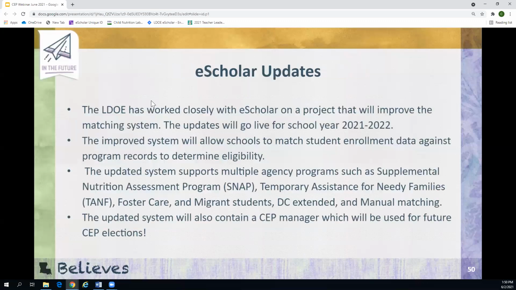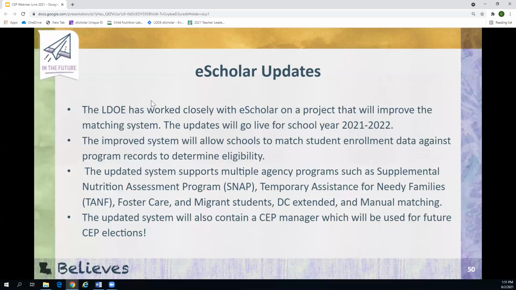So this next slide, I'm just going to briefly talk about the updates that are coming to eScholar. This is super, super exciting. This has been a project that has been in the works for a few years, and we have been slowly trying to develop this and really get something that is ready to go. And we think we're about there. So we have been working closely with eScholar on a project that will improve the matching system. And our system is intended to go live for school year 21-22. So that's next school year. It's the one that's right around the corner.